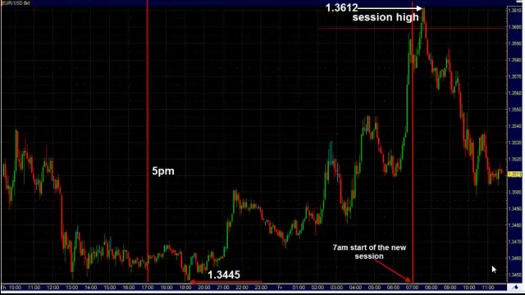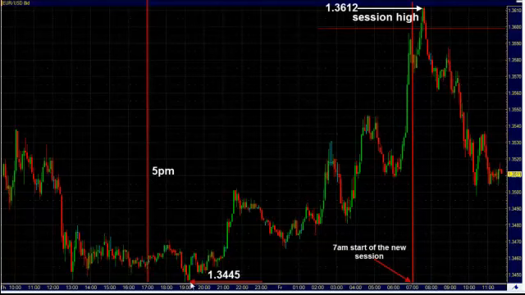In this next example, we're going to show you the same chart, which is a Euro USD 5-minute chart, but we're also going to show you what happened after the US session started. First, let's go to the left. Here we can see 5 p.m. This is our starting point for the new day.